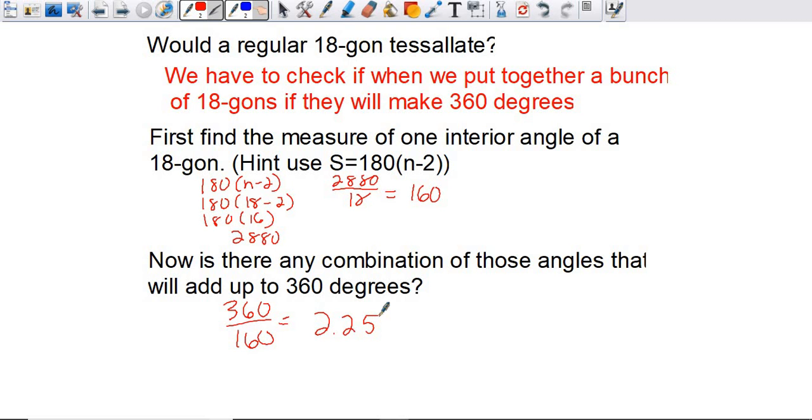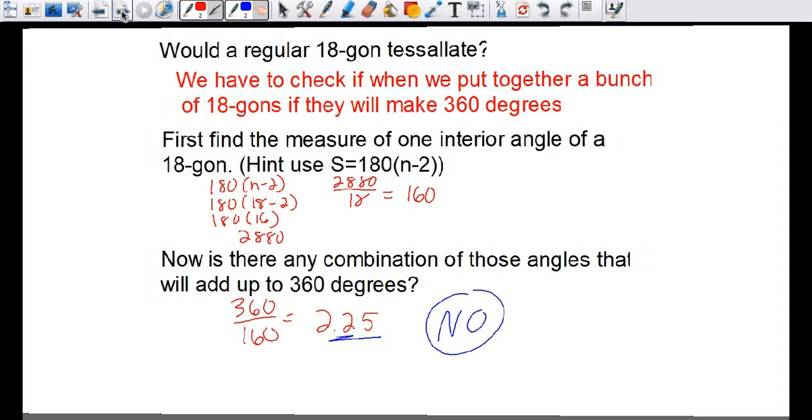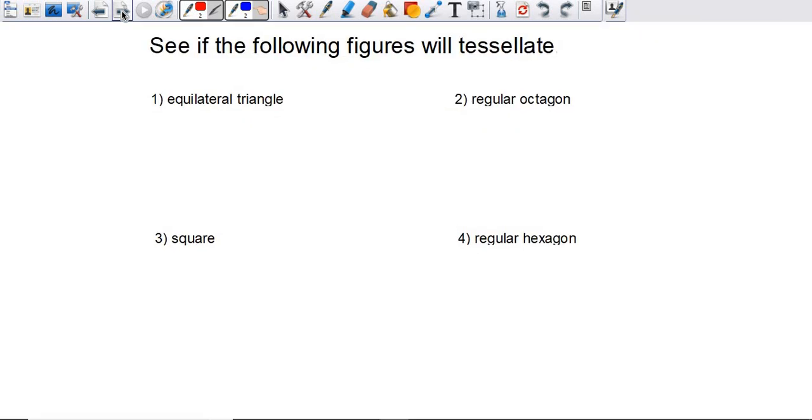Now, we know this will not tessellate because this has a decimal on it. So whenever it ends with a decimal, they will not tessellate. You want to see whole numbers there. So let's say the answer was 2, then it would tessellate. Or if it was 3, it would tessellate. But the second you get a decimal, it will not tessellate, all right? So let's do these 4 here.